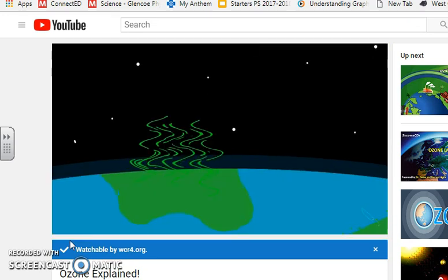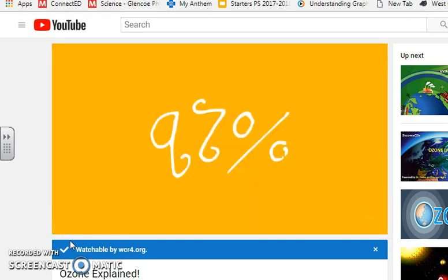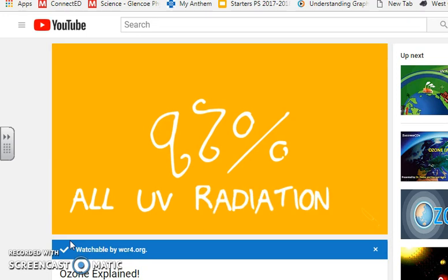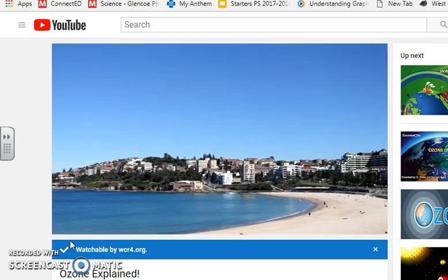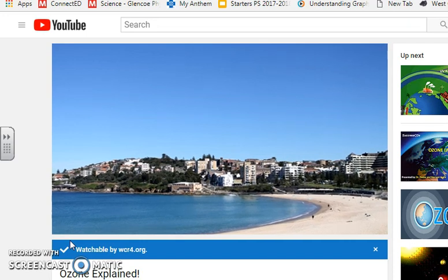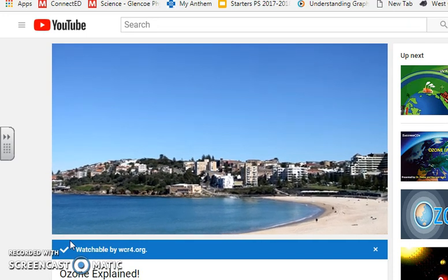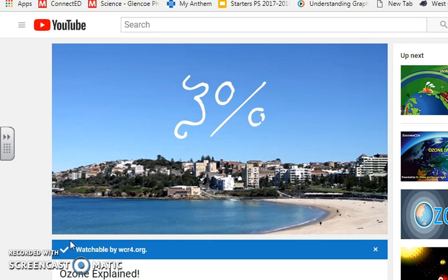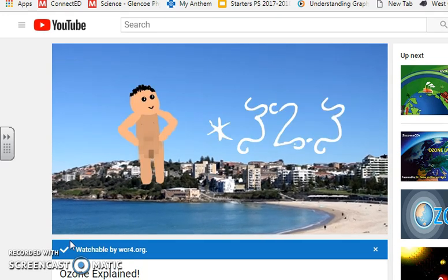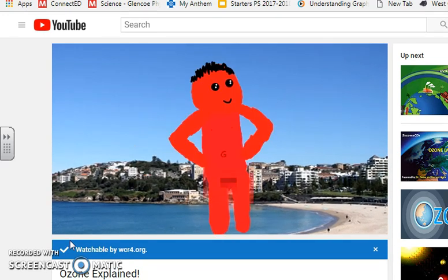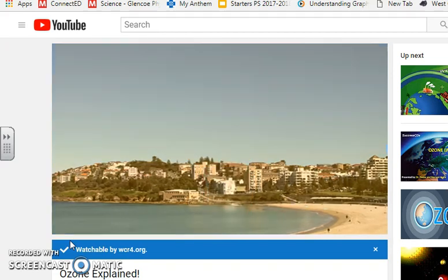So this ozone actually protects us from 97% of all UV radiation. If you think about that, on a normal hot, cloudless day, the burns you get are only 3% of the UV radiation. So if we times those burns by 32.3 times, that is what you would get without the ozone being there to protect you, which is rather scary.